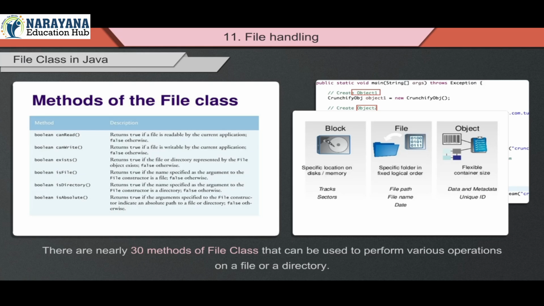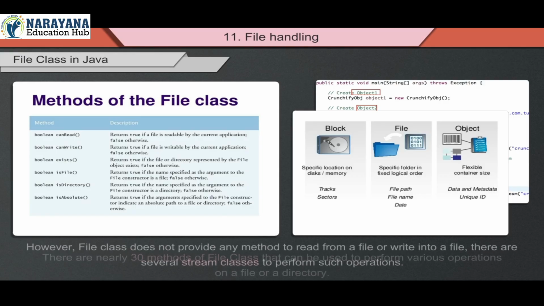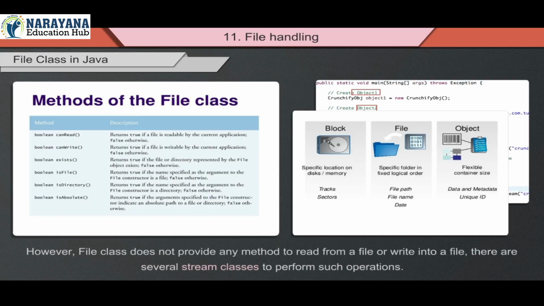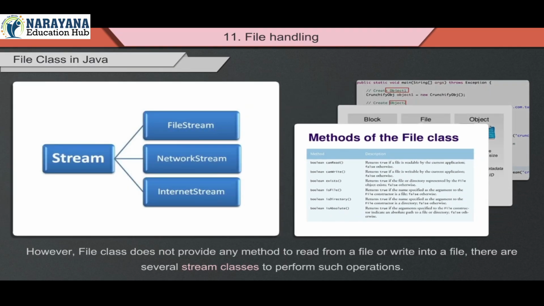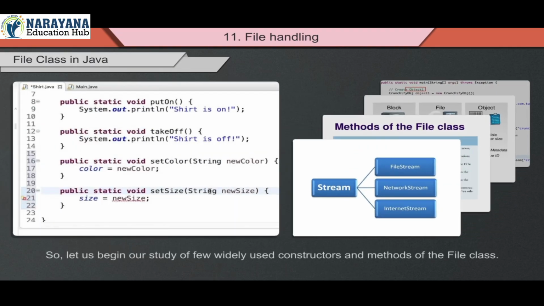There are nearly 30 methods of the File class that can be used to perform various operations on a file or a directory. However, the File class does not provide any method to read from a file or write into a file. There are several stream classes to perform such operations. So let us begin our study of a few widely used constructors and methods of the File class.